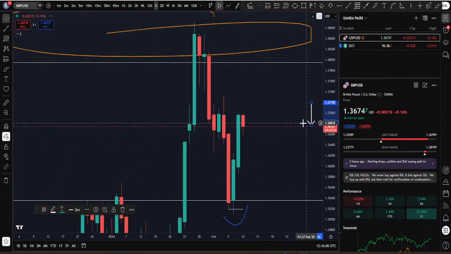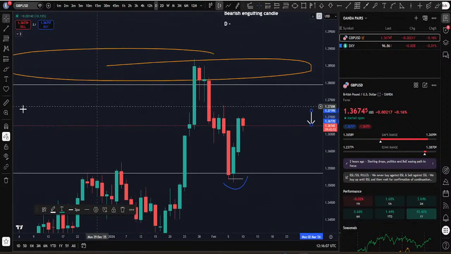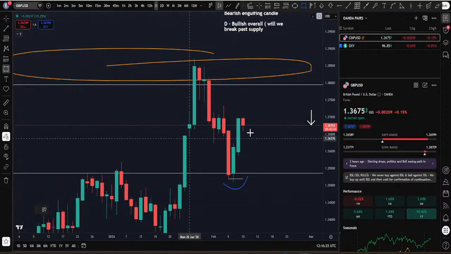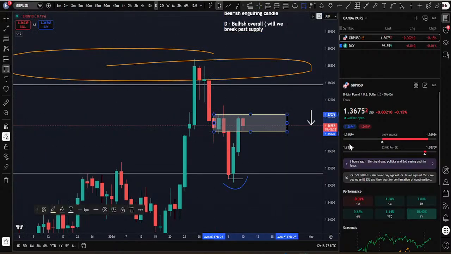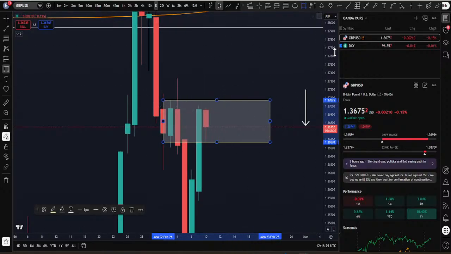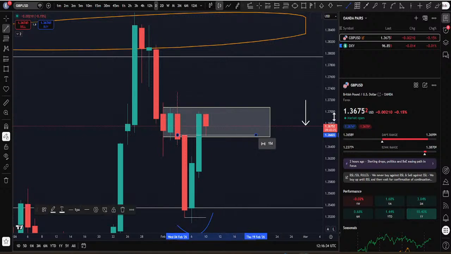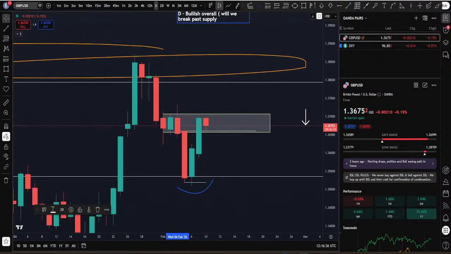So we go back to the daily now. It's making me analyze this and say, all right, cool. The question at the daily is overall. I'm going to say bullish overall. However, will we break past supply? Because we're stuck. We have to acknowledge that price is in the supply zone, right? What I can see is that price is respecting this order block. So I'm going to put that in there.